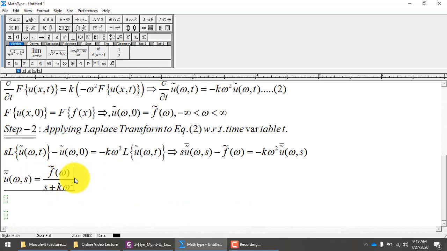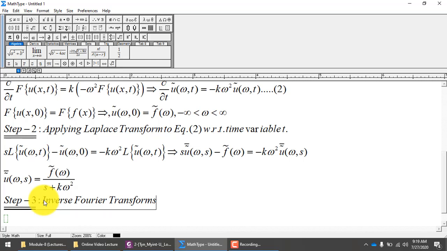Now the main step is the inverse transform. This is the main step, that you should apply inverse Fourier transforms. How can you apply it? Firstly, the inverse Fourier transform. This is also an independent choice. You can also apply the inverse Laplace transform first. Okay, I should do that, the inverse Laplace transform.